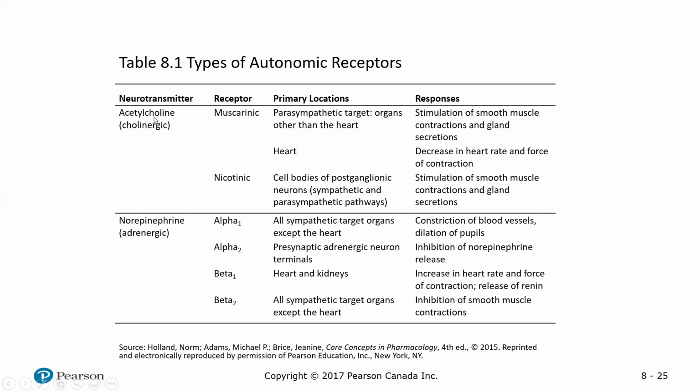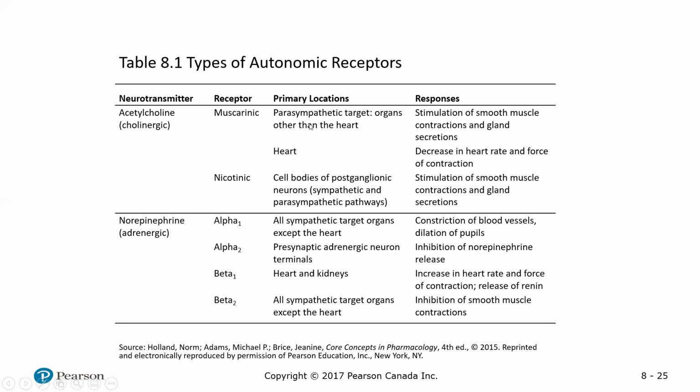So acetylcholine has two receptors, muscarinic and nicotinic. Norepinephrine has four receptors: alpha 1, alpha 2, beta 1, and beta 2. The primary locations we had already discussed: they are present at the target organs other than the heart. What they do there is stimulate smooth muscle contraction and gland secretion.